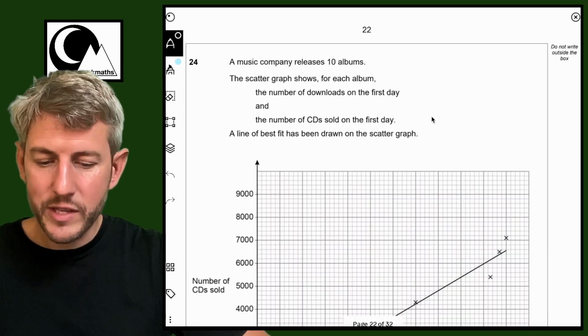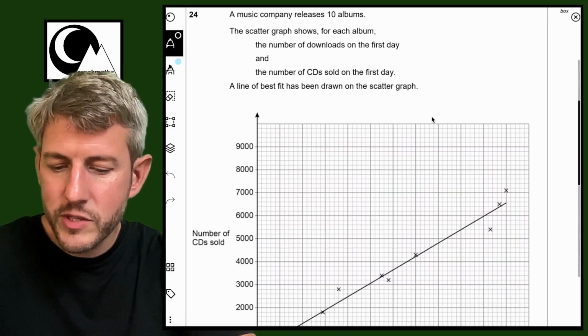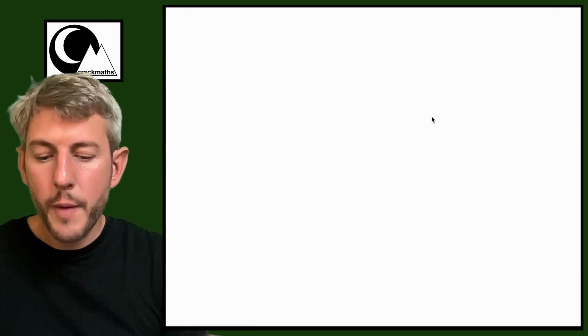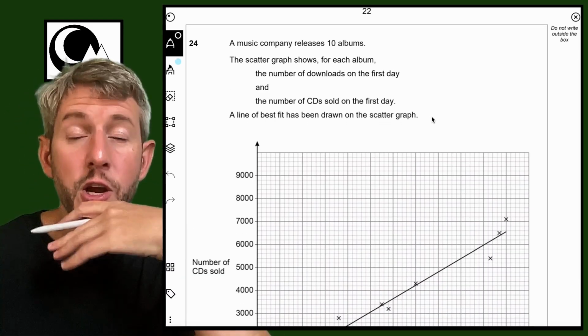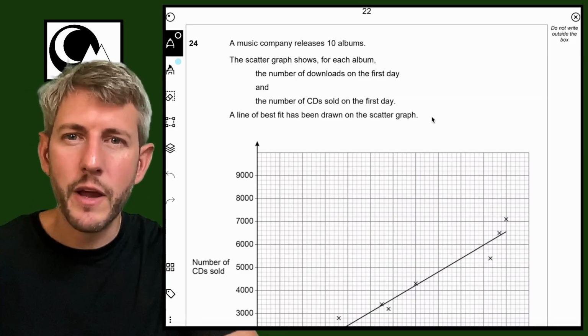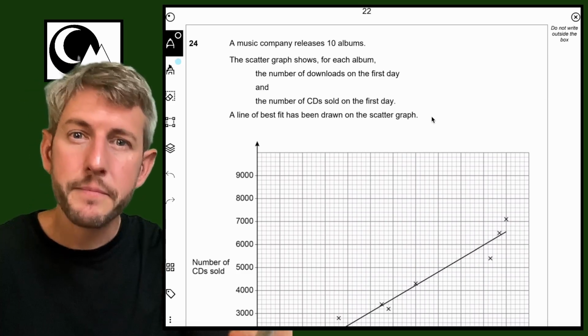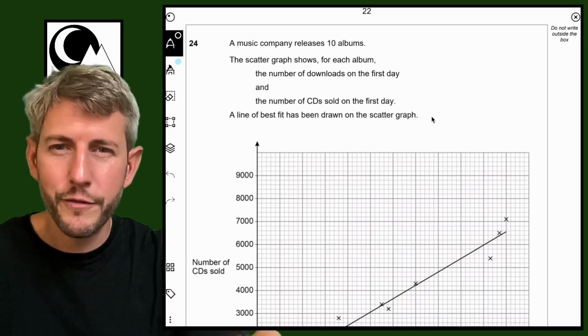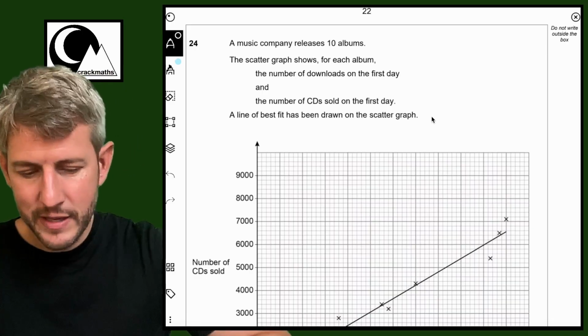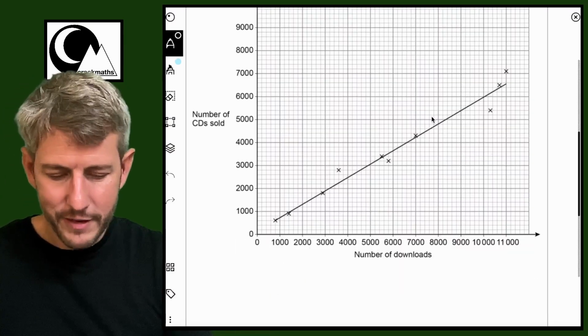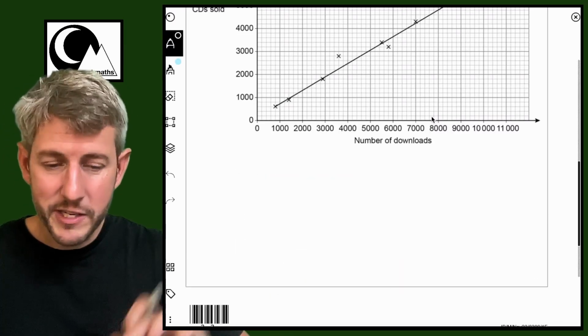Let's have a look at question 24. So here we go. We've got question 24, and at the top it says, a music company releases 10 albums. The scatter graph below shows for each album the number of downloads on the first day and the number of CDs sold on the first day. A line of best fit has been drawn on the scatter graph. Let's have a look. So it has. Lovely. I'm guessing the question is going to be on the next page, but we'll come back to it.